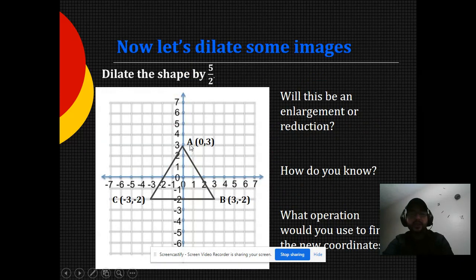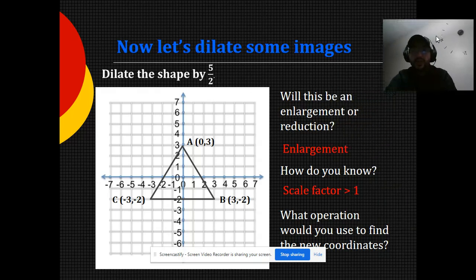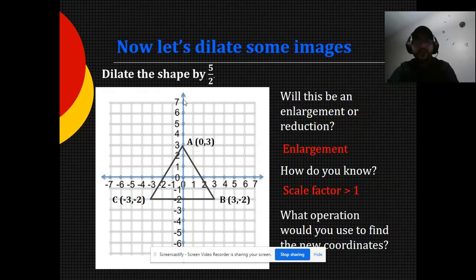Now, let's say we have this triangle, and it will be dilated by the scale factor 5 divided by 2. Will it be an enlargement or a reduction? 5 divided by 2 is 2.5, which is greater than 1, so it will be an enlargement. What operation am I going to use to find the new coordinates of the new figure? Remember, multiplication. So we're going to multiply each coordinate by 5 over 2 to get the new coordinates.